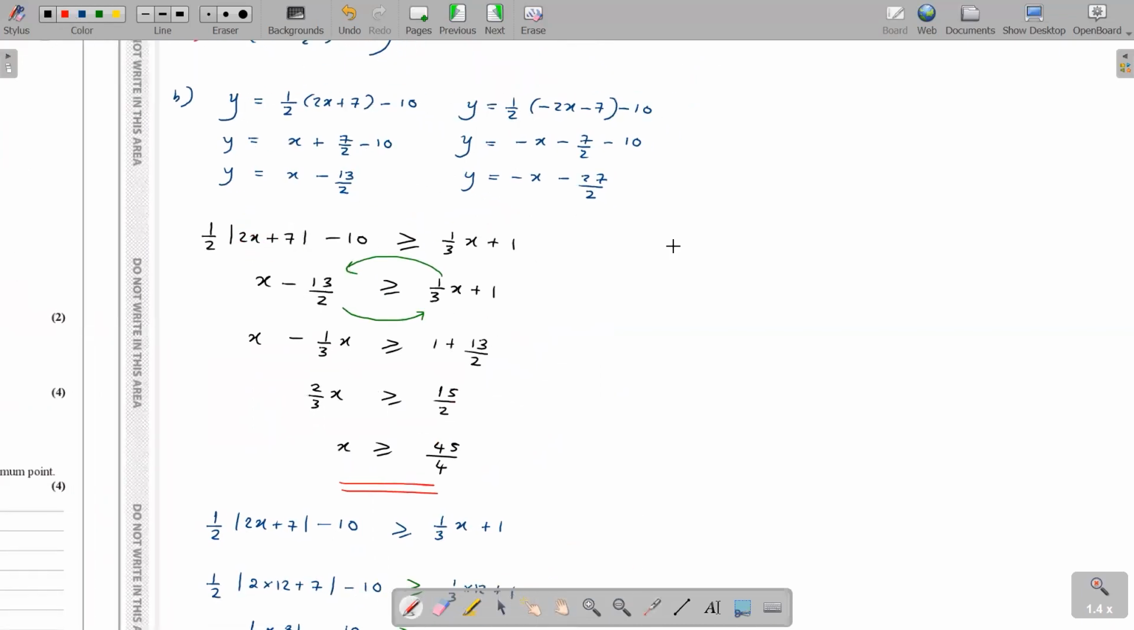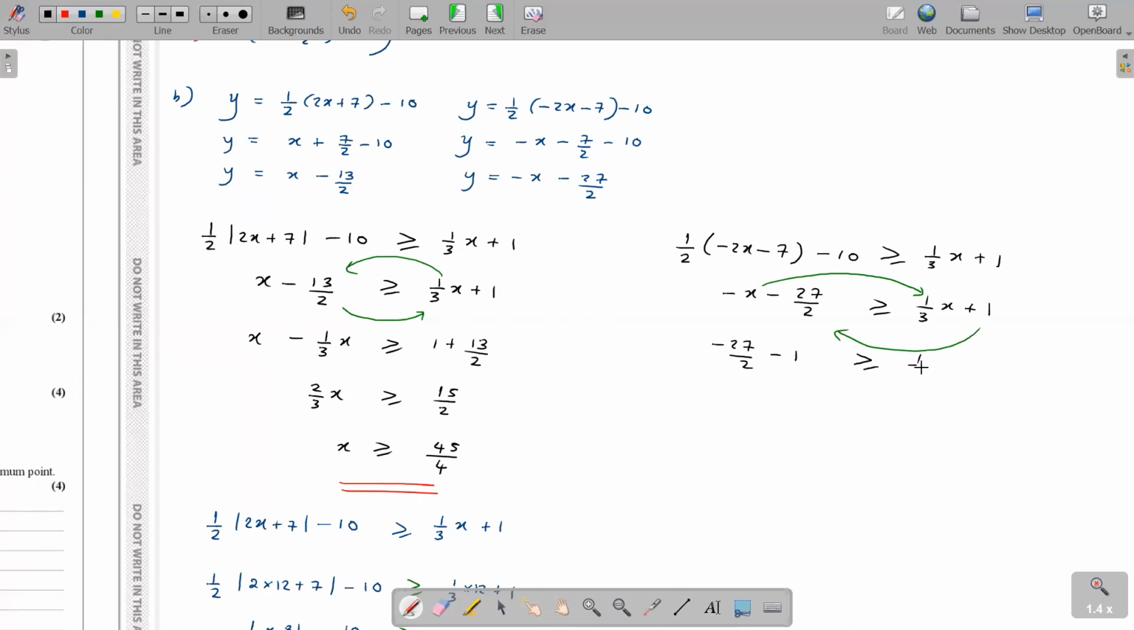Make sure you check on its validity. So I actually got the answer here. Half modulus 2x plus 7 is minus 2x minus 7, minus 10 greater than or equal to 1 over 3 x plus 1. So this part I simplified here, and we get minus x minus 27 over 2 greater than or equal to 1 over 3 x plus 1. Take all the x terms to one side. I'll take the minus x here and I'll take the plus 1 here. Minus 27 over 2 minus 1 greater than or equal to 1 over 3 x plus x.